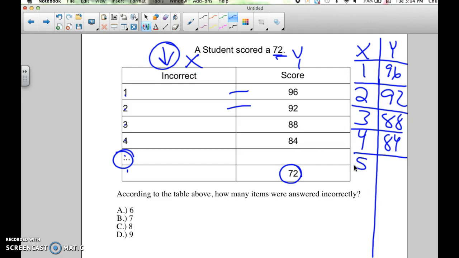What is my pattern? Okay, so 84 minus 4 is 80. Is that what the person scored? No, so am I at the right answer yet? No, so if we keep following our pattern on this side of plus 1, and this side is minus 4, 5 plus 1 is 6. 80 minus 4 is 76. Have I reached my score of 72 yet?